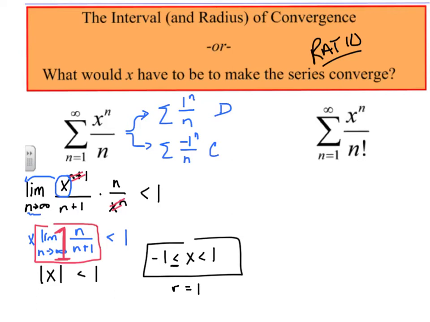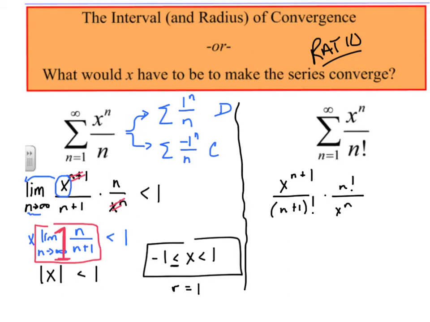Okay, let's do another one. So we set this up: x to the n plus 1 over n plus 1 factorial. And again, I'm just going to go straight to this, and we're doing the limit as n approaches infinity. And remember, we need this to be less than 1 because we need it to converge. So let's do some algebra. This is going to cancel with this, and this is going to cancel with this.